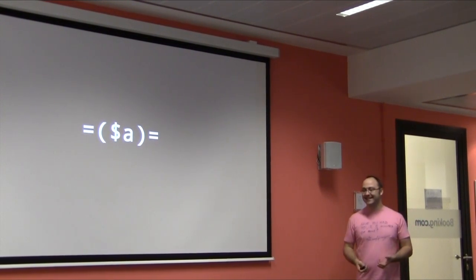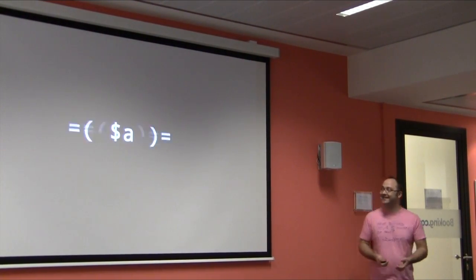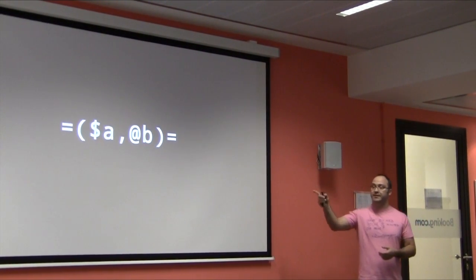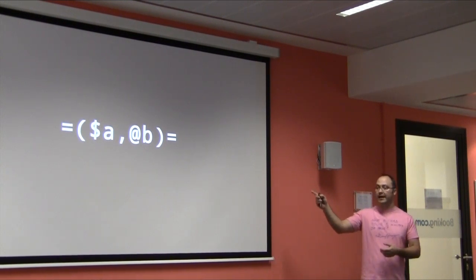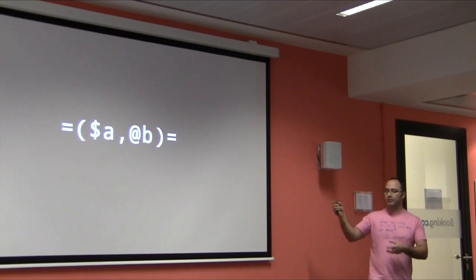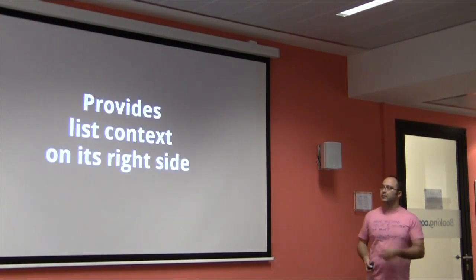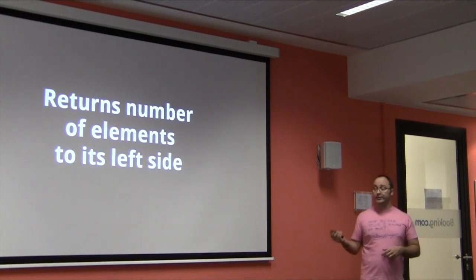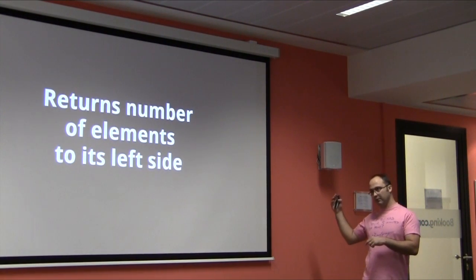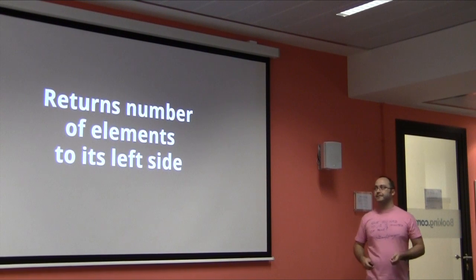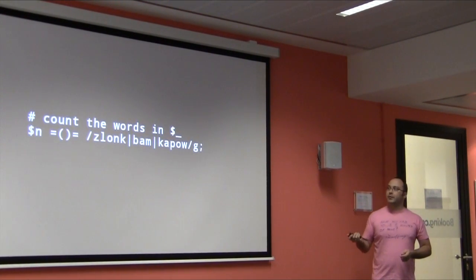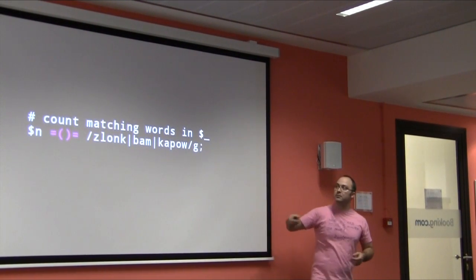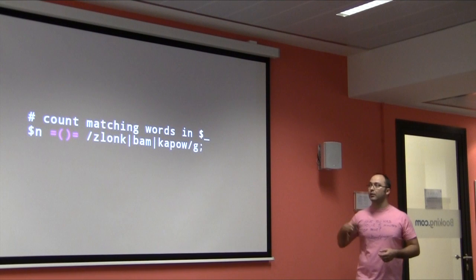Hamster keys. Yeah. Hamster. This I actually did recently, because you don't have to do pop on the head then. You get the things you want. Oh, by the way, what does it do? It gives list context on its right side, and it returns the number of elements on the right side to the left side. So that's a typical use. You need the g here, so that it runs on all the string and finds all the occurrences of those words.